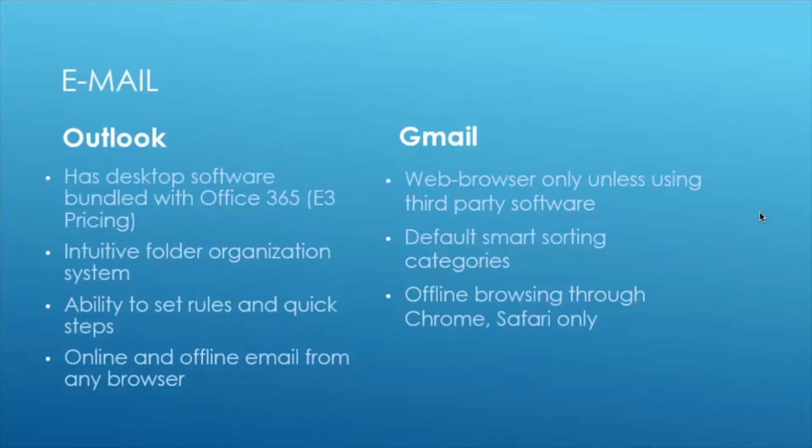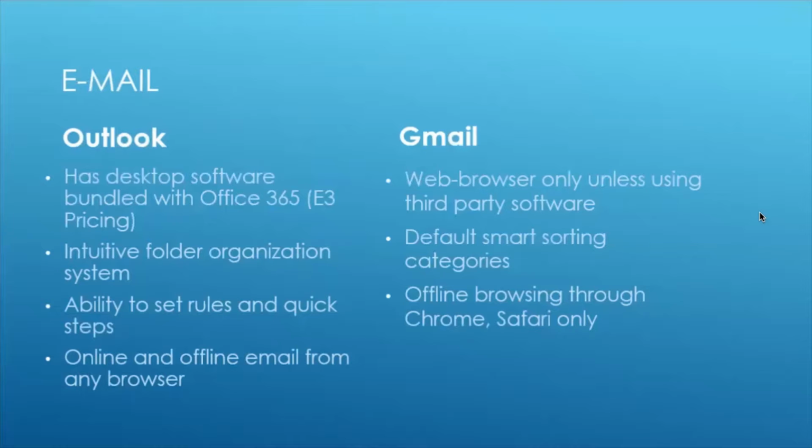With the Google product, you can only do offline browsing, so you can only access your email offline through Chrome and Safari. Those are the only two browsers that allow it. You can set that up in the individual settings for those browsers when you install the Gmail extension. It is a little bit clunky, and you have to make sure that you have everything downloaded beforehand, and they only go back a month.